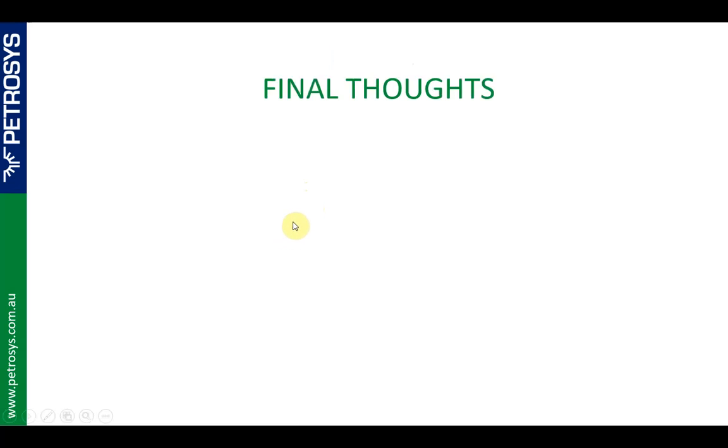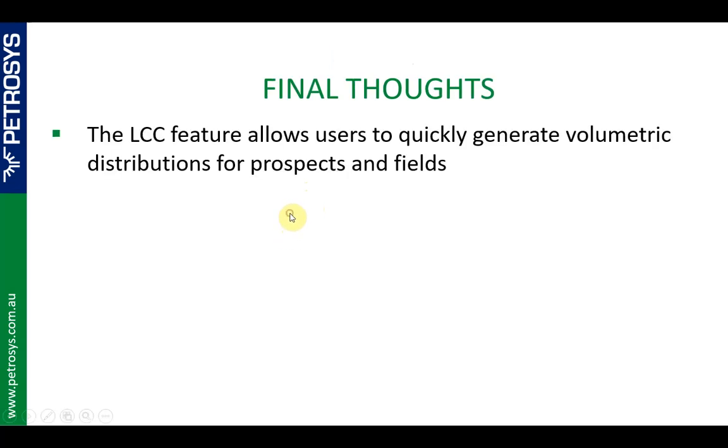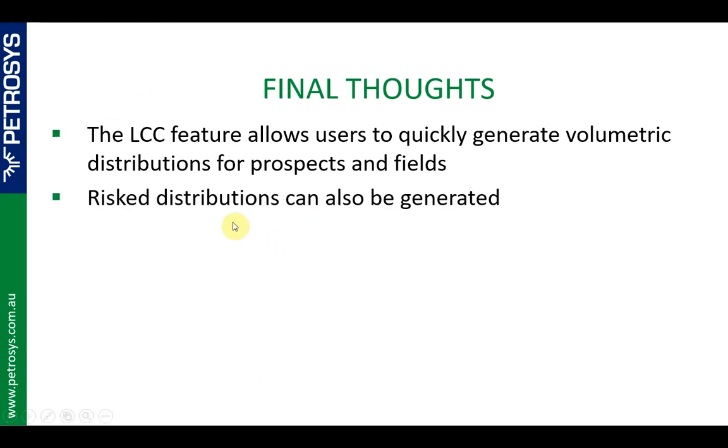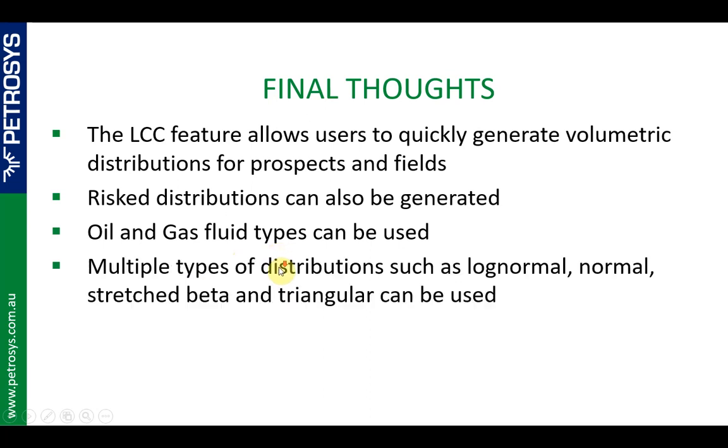So now we'll go through the final thoughts. So the LCC feature allows us to quickly generate our structural closures, and we can use those in the probabilistic resource tool to generate a probabilistic distribution. So the risk distributions can also be generated, and oil and gas types can be used as well. So we can use oil and gas, or gas.